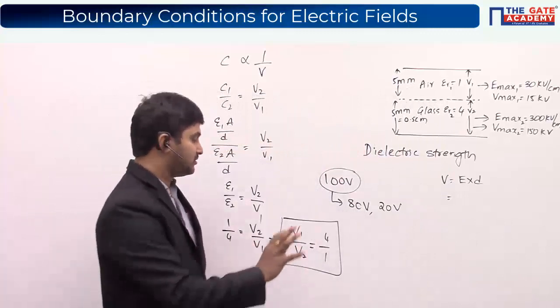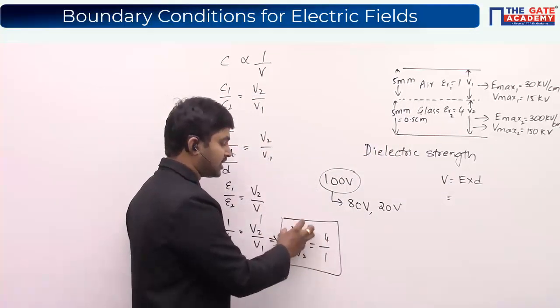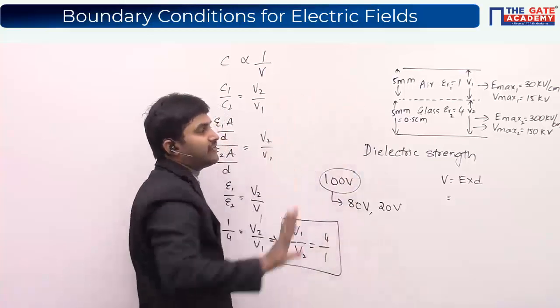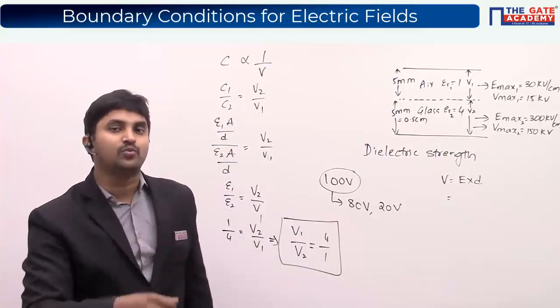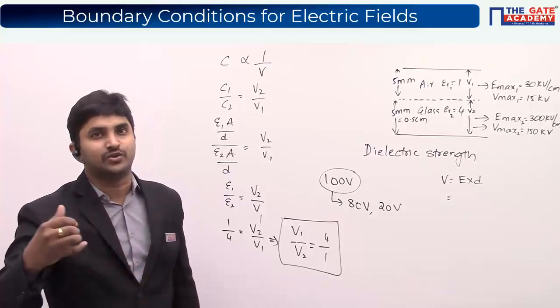You understood that this is the voltage ratio between the two dielectrics we are having. Now how do we find out what is the maximum voltage that you can apply?